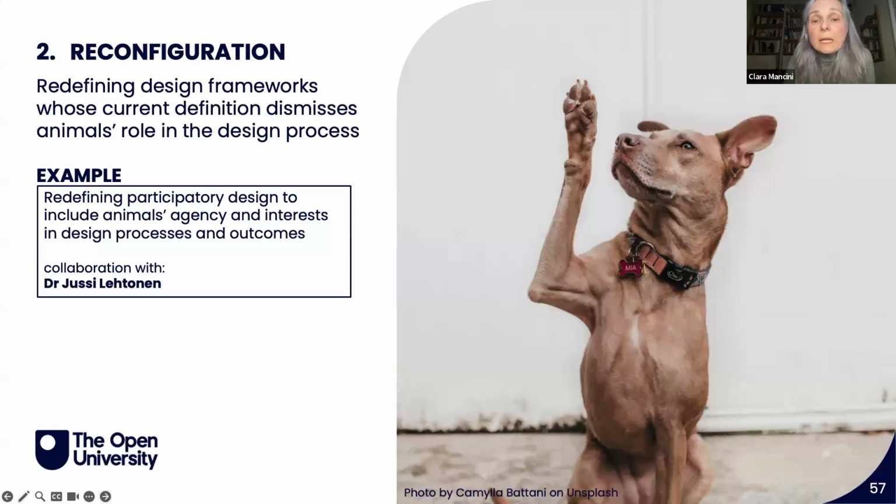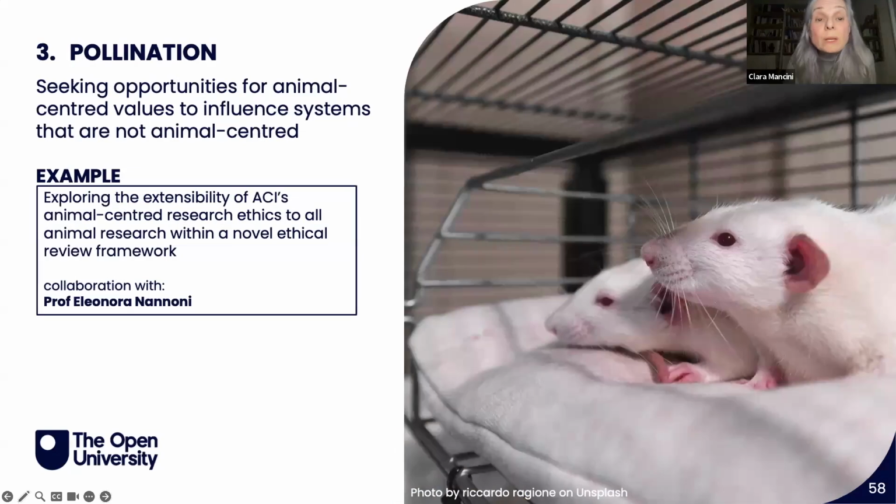For example, UCNI proposed a multi-species framework for participatory design to account for animal agencies and interests in design processes and outcomes. Pollination involves seeking opportunities to enable animal-centered values to influence systems and practices which involve animals but which are not animal-centered, to help such systems evolve towards animal justice. For example, Eleanor and I have been exploring the extensibility of ACI's animal-centered research ethics to all animal research.